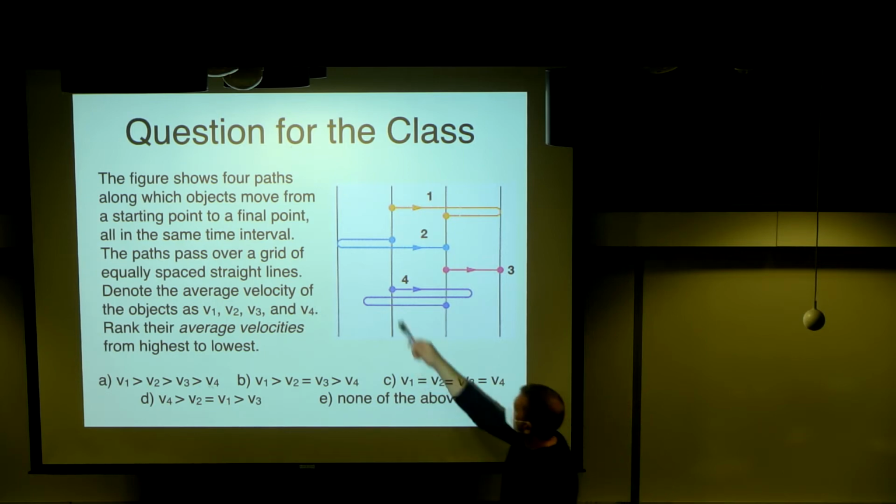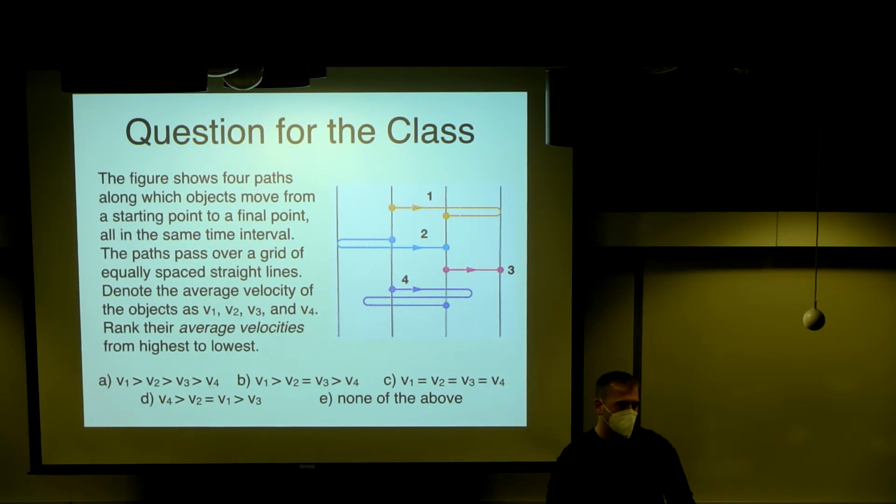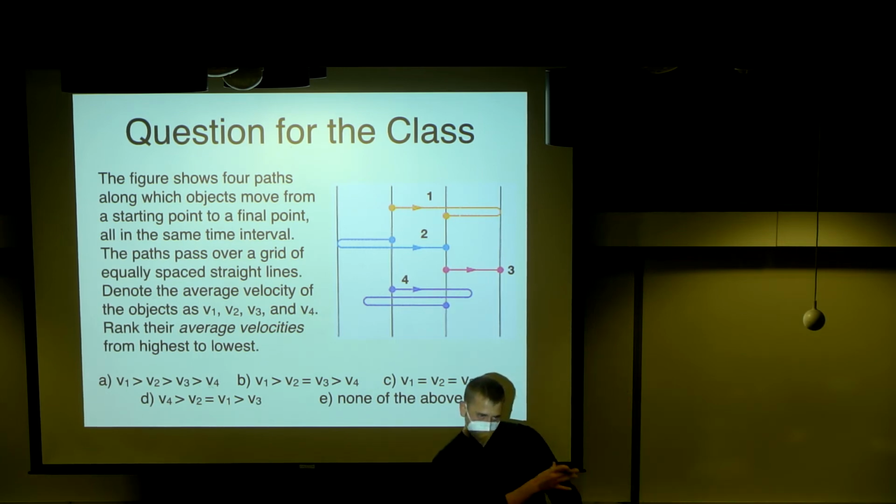Same thing, right? It starts here, ends up here, so its displacement is 1 unit over to the right. Object number 3, that one's pretty obvious, just 1 unit to the right. Okay, what about object number 4? 1 unit to the right. So they all move by 1 line to the right.